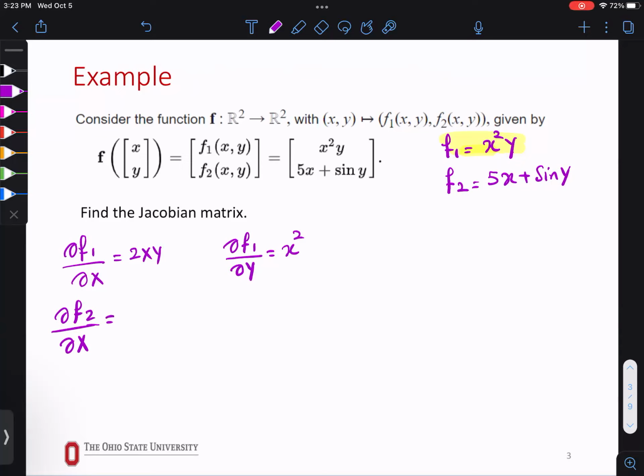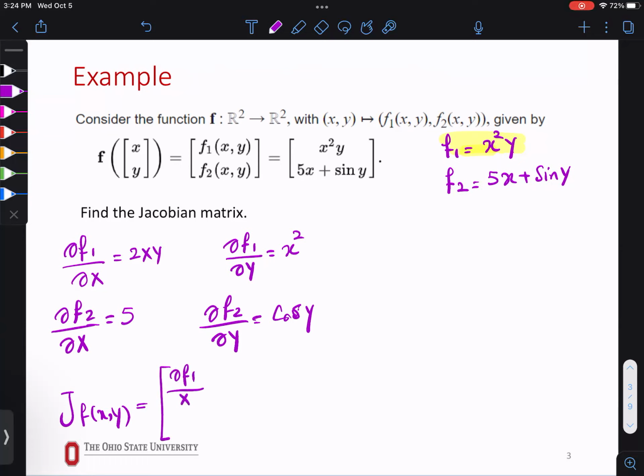So F2, 5x plus sine of y, with respect to x is only 5, because sine of y will become 0. And then F2 with respect to y this time. This doesn't have y in it, so this will be cosine of y.